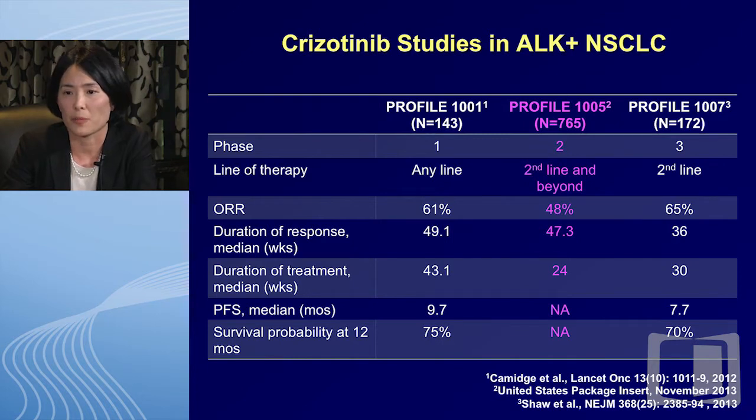I've just highlighted in purple the phase 2 Profile 1005 study because that data was most recently updated. That study is very large now with over 1,000 patients, but at the time, a few months ago when the data was updated, the data was presented for 765 patients. And as you can see, just quickly looking at this table, the efficacy data is quite similar across all 3 studies, with a high response rate in the 50 to 60% range and very impressively long durations of response.